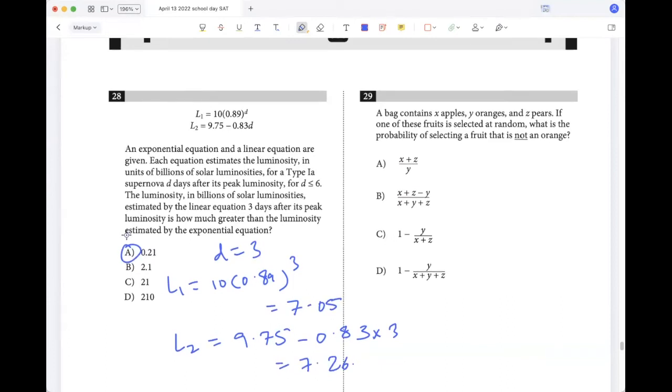A bag contains X apples, Y oranges, and Z pears. If one of these fruits is selected at random, what is the probability of selecting a fruit that is not orange? So total is X plus Y plus Z, and not orange is X plus Z, right? So you can write that as 1 minus Y over X plus Y plus Z. Option D.